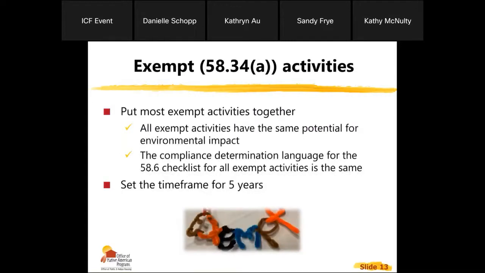So we'll start from the easy stuff, the basics, and work our way to more advanced cases. Exempt activities. Rule of thumb, you are allowed to put together most activities that are exempt in one environmental review. All exempt activities have the same potential for environmental impact, and the compliance determination language for the environmental topics listed in the 58.6 checklist for exempt activities, all of it is going to be the same. And then in your review, you set the time frame for 5 years.